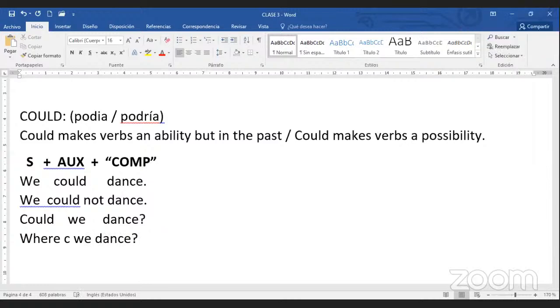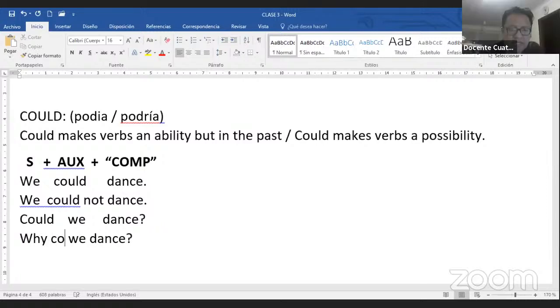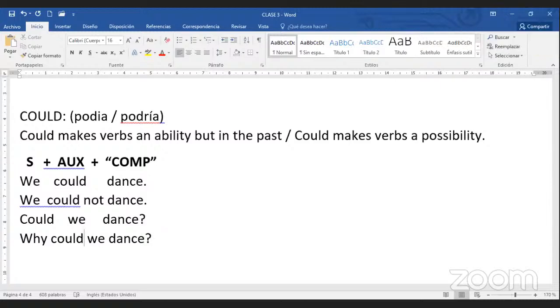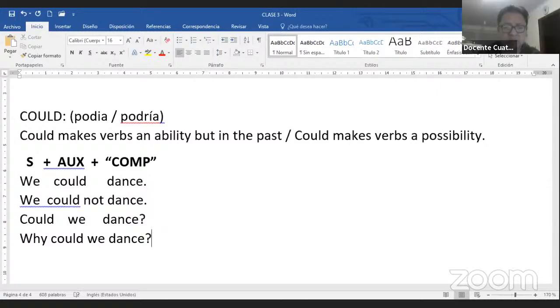And finally, Gabby, the open question. Why could we dance? ¿Por qué podíamos o por qué podríamos? Both ideas work. Okay, very good.